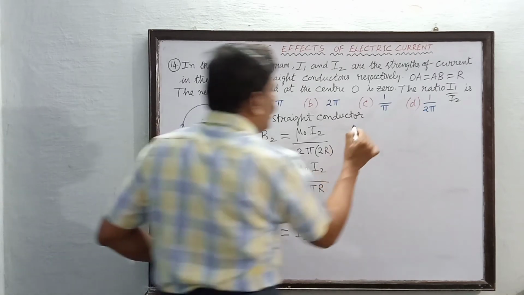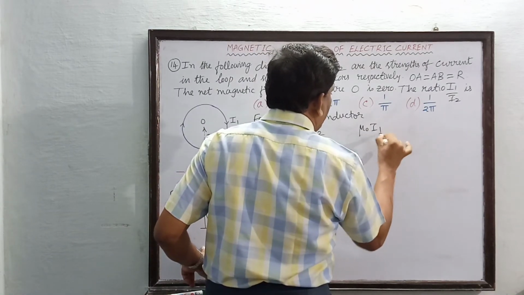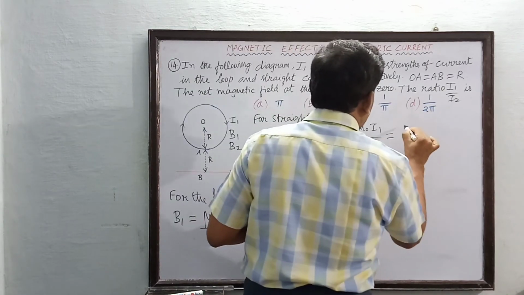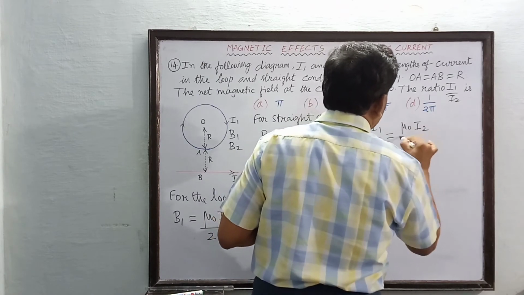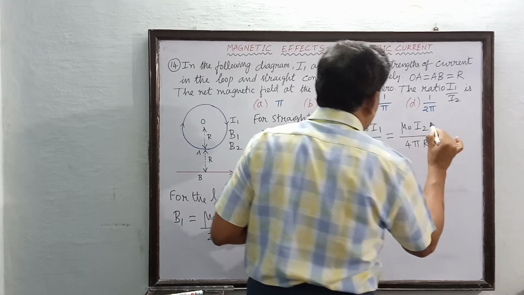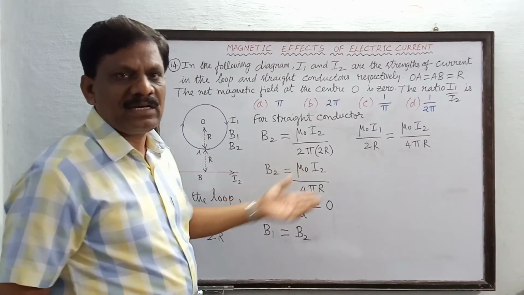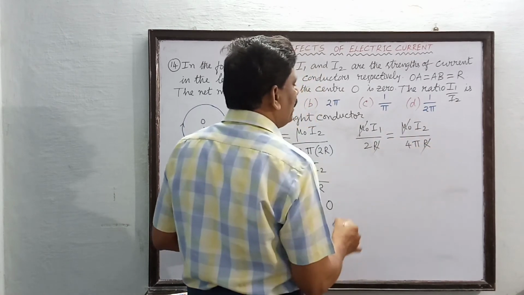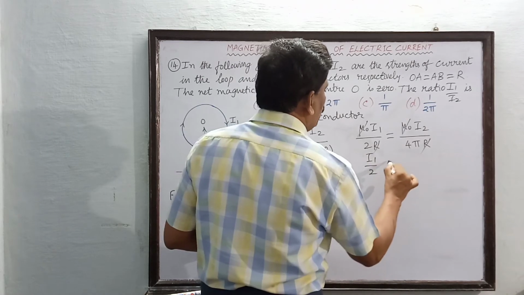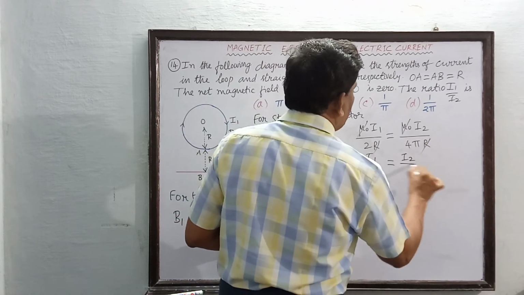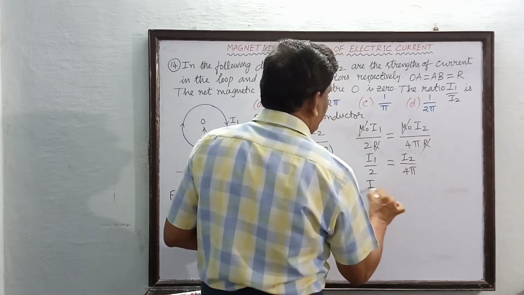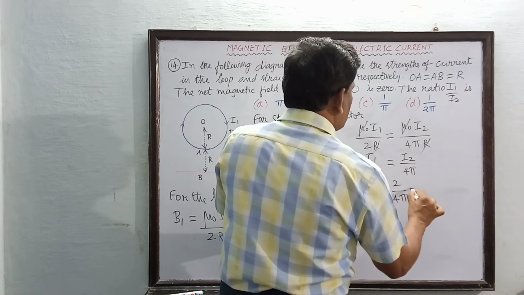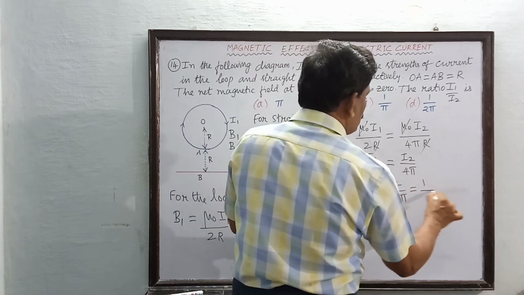So mu naught I1 by 2R is equal to mu naught I2 divided by 4 pi R. Now which are the terms getting cancelled on both sides? First mu naught and mu naught, R and R get cancelled. So I1 by 2 is equal to I2 divided by 4 pi, or I1 by I2 is equal to 2 divided by 4 pi. So this is once again 2 2s are 4, so this is 1 divided by 2 pi.